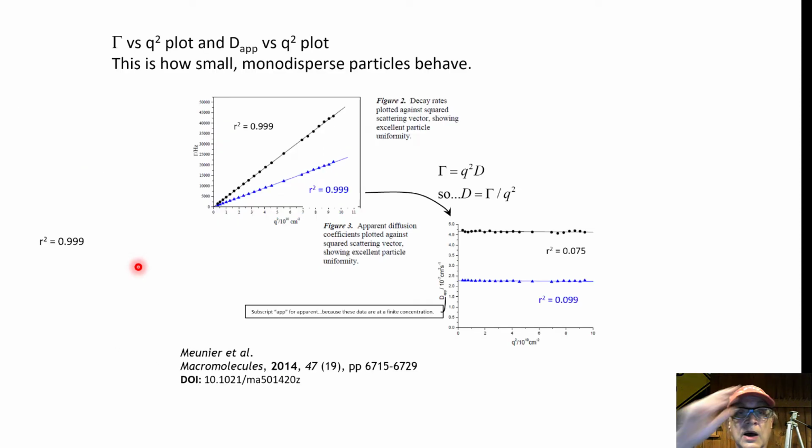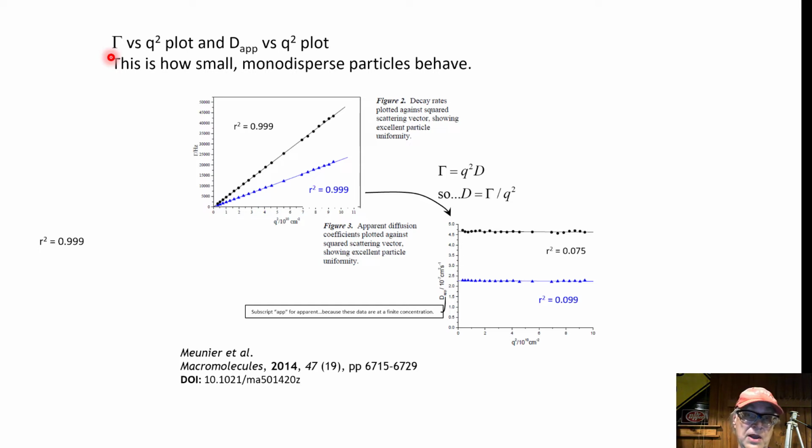All right, so gamma versus q squared. We saw in the videos that when we went to higher scattering angles, the speckles moved faster. That means that they're going to decorrelate faster. That means that the correlation time is going to be shorter. The decay rates are going to be higher.